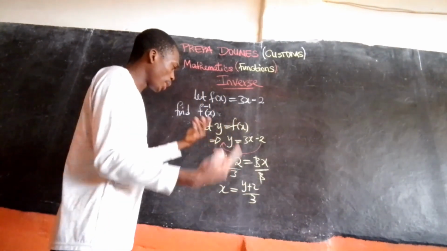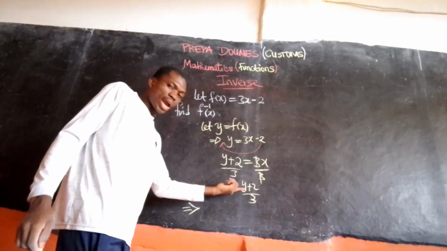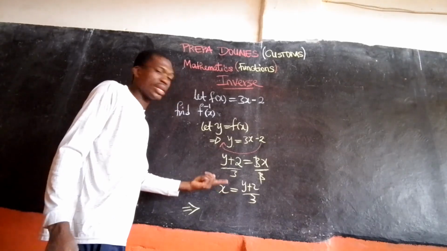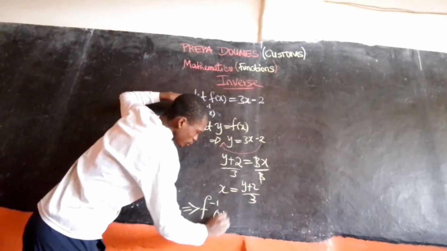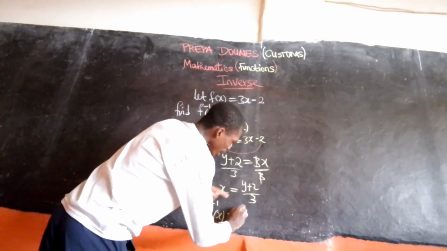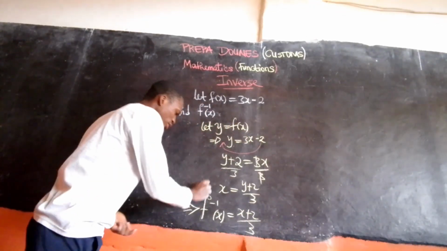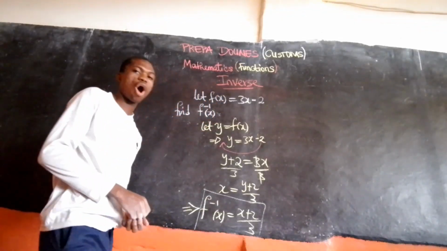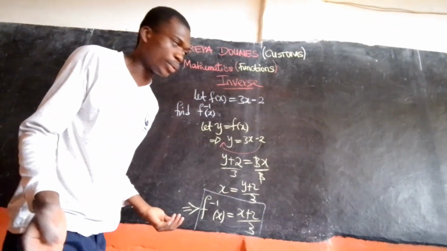Step 3. Replace x. Replace y here with x and x here with the inverse. So f inverse of x is equal to what? I replace here with x plus 2 over 3. That's all. I've succeeded to calculate the inverse of the function. Simple like that. Just simple.